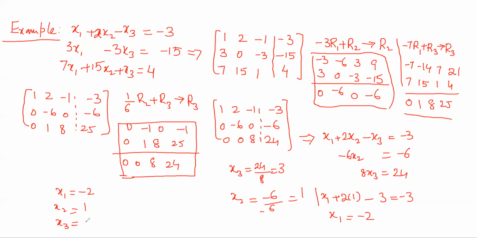So in the end, we get the answers as x1 is equal to -2, x2 is equal to 1, and x3 is equal to 3. Okay, so this was the Gauss elimination method. In this case, we have used the Gauss elimination method for the solution of the equations.